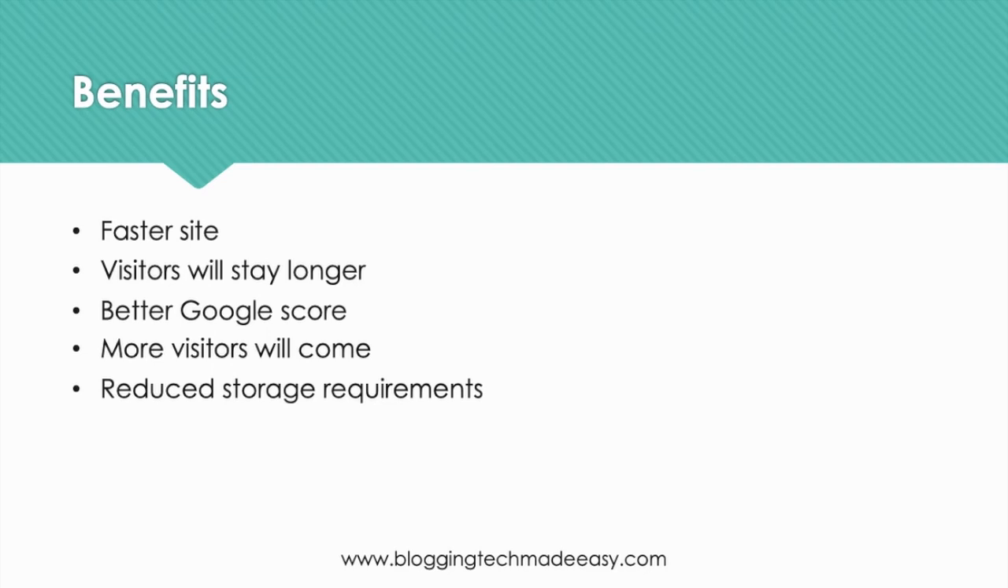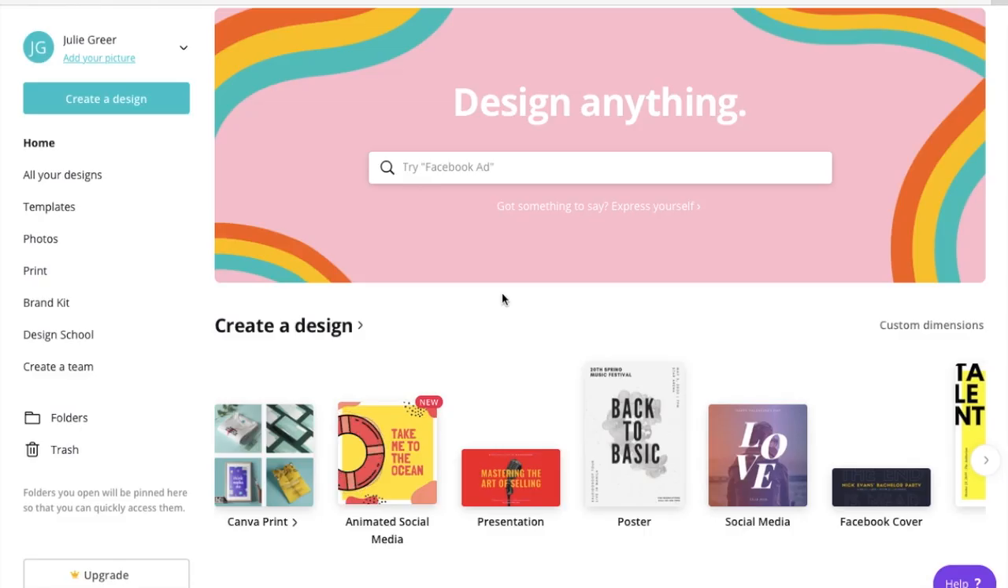I'm going to take you back to Canva where I will show you how to resize your images there and save them as a smaller file format to upload to your website. By optimizing your images here in Canva, you can not only make them a smaller size to improve your website performance, but you can also make them the exact size that you would like them to be used in your website.